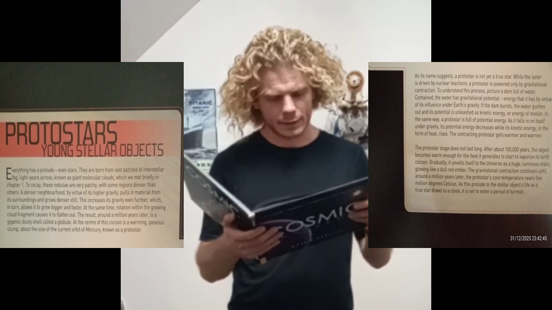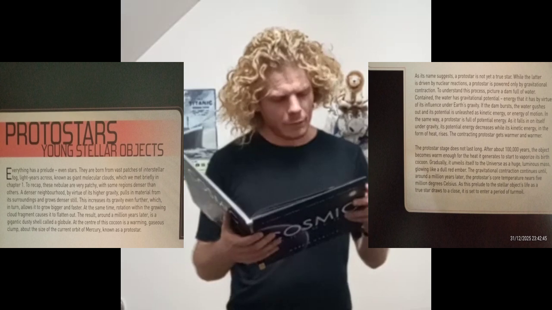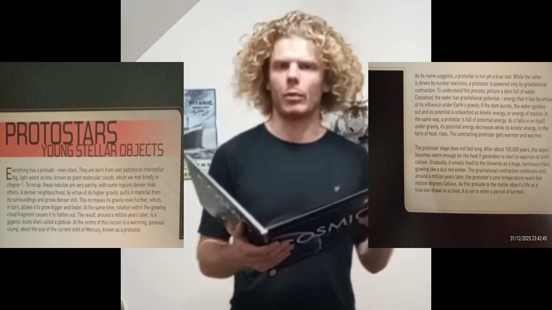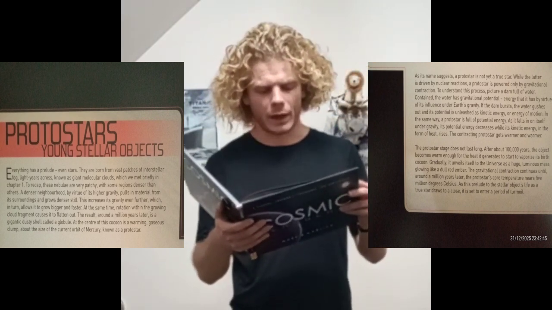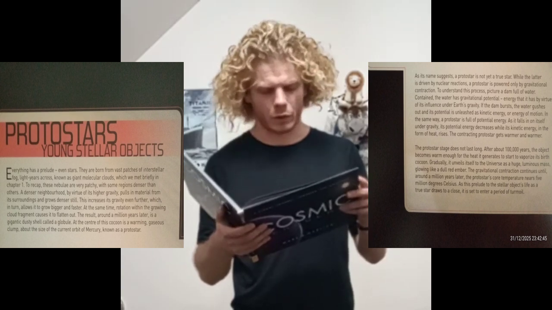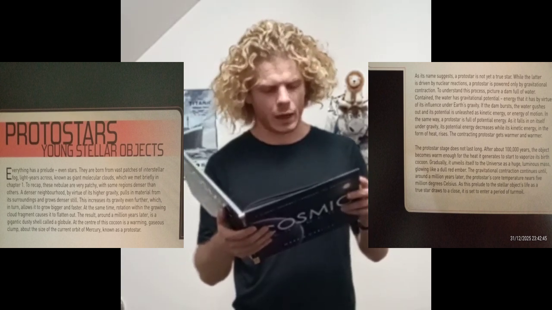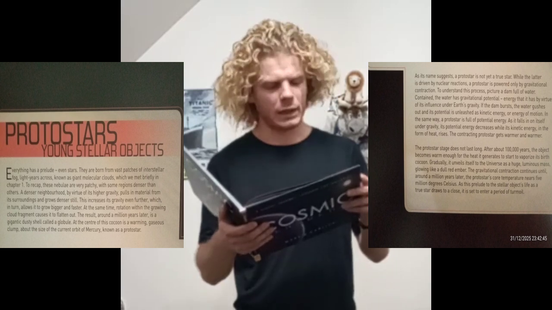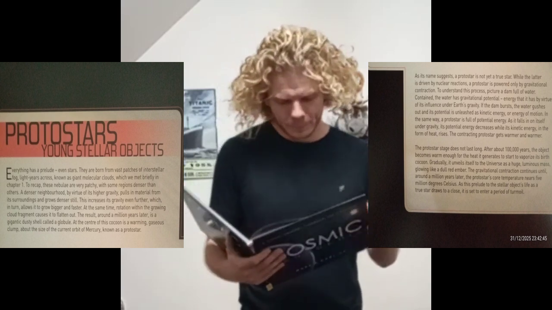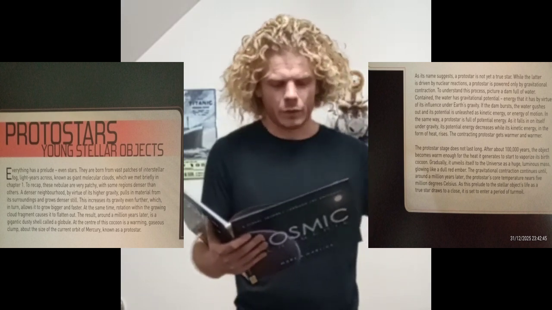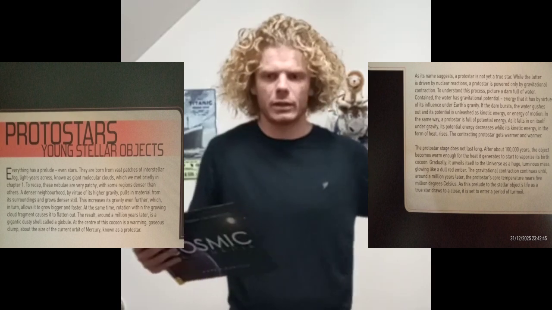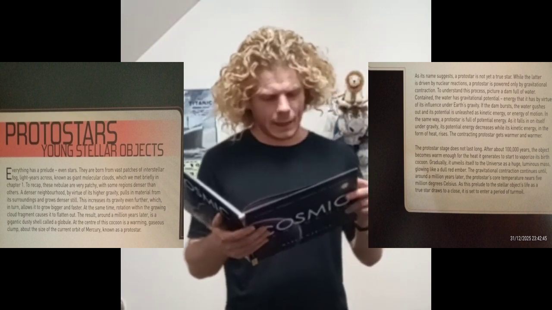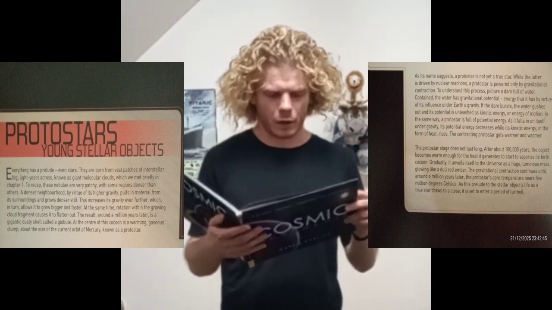Protostars, young stellar objects. Everything has a prelude, even stars, so something happening before they were born, basically. They are born from vast patches of interstellar fog, light years across, known as giant molecular clouds, which we met briefly in chapter 1. They are vast patches of interstellar fog, so a gigantic area of fog. And these are giant molecular clouds.